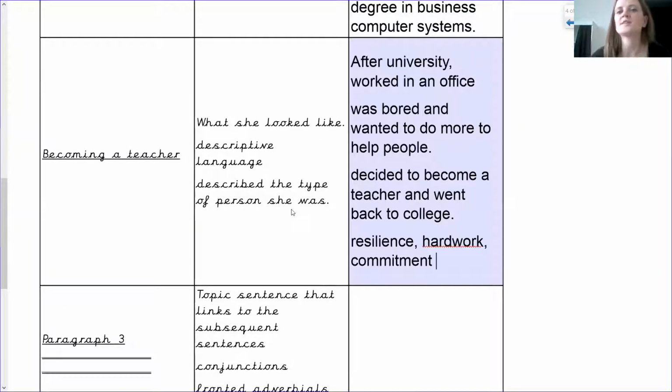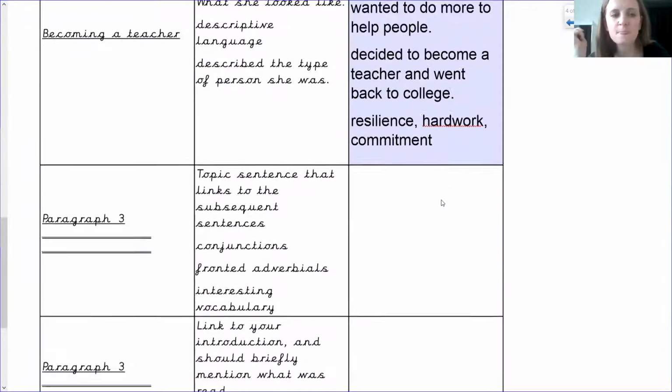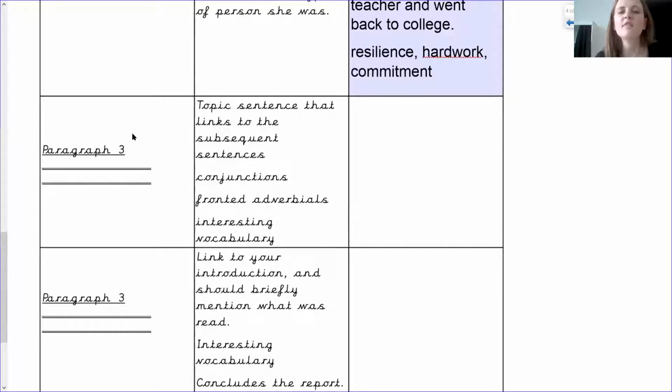So I've finished writing my notes for my next paragraph about becoming a teacher. I've said after university, Mrs. Bowen worked in an office. She didn't like it, so we could say was unhappy is probably a better word, and wanted to do more to help people, decided to become a teacher and went back to college. Then I've written down some vocabulary words that we can draw on: she was resilient, she was hardworking, and she showed a lot of commitment. Then we can move on to our third paragraph.